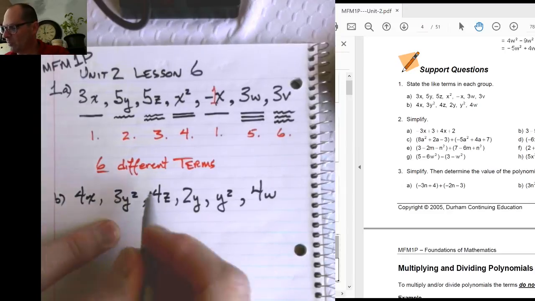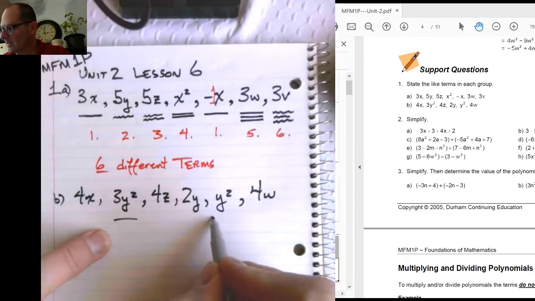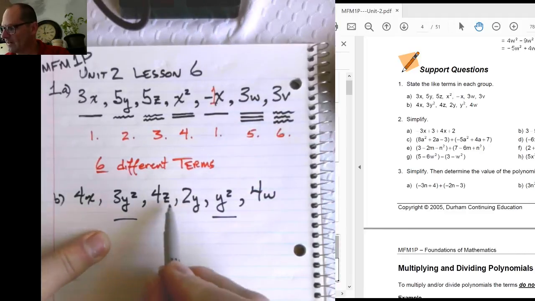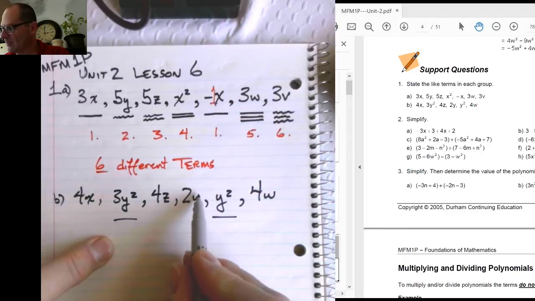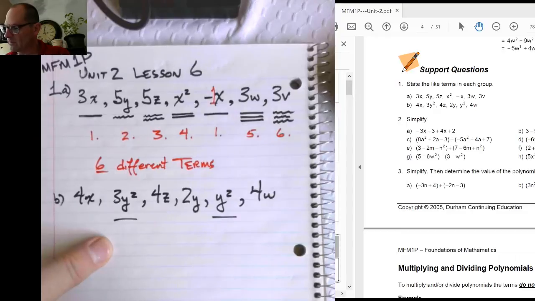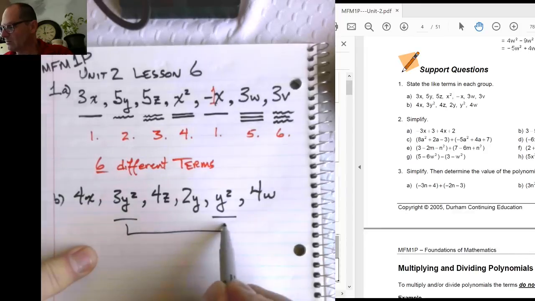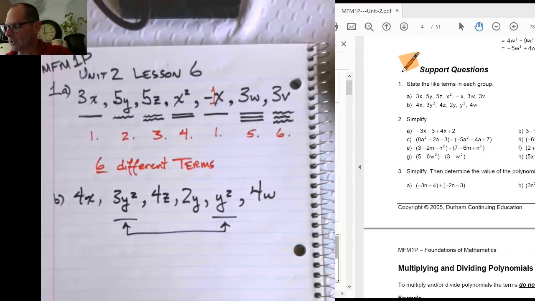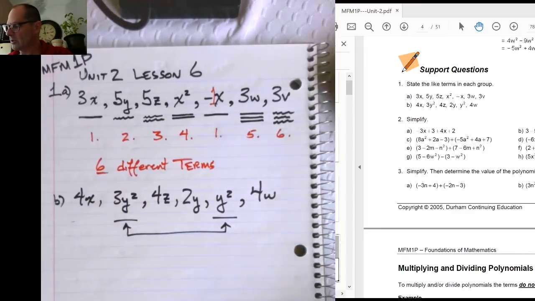Moving to the next term, y squared. Yeah, that's a y squared. And jumping over here is a y squared. I have no other z's, no other single y powered terms, and no other w terms. Okay. So these are the only 2 like terms in this collection right here. These are all other independent terms.